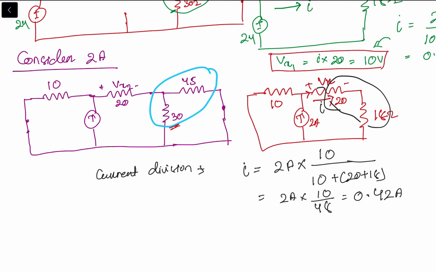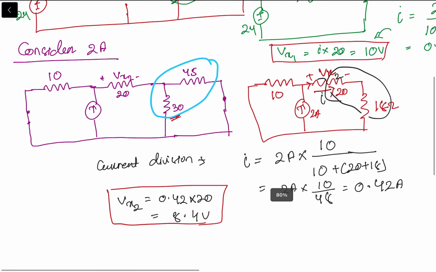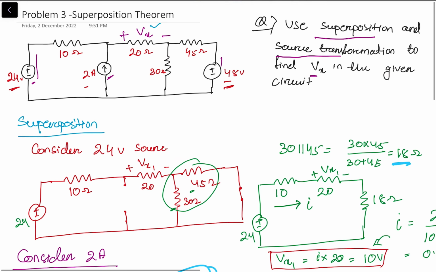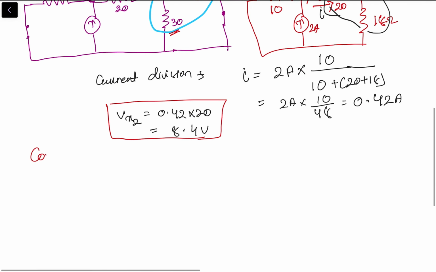So when 0.42 ampere is flowing here, then I can calculate the Vx2 value here. So I am finding Vx2. Vx2 is equal to 0.42 into 20. So the value is 8.4 volts. So now this is my second voltage Vx2 due to the 2 ampere source. Now what I can do, I can consider the third source, that is the 48 volt source.